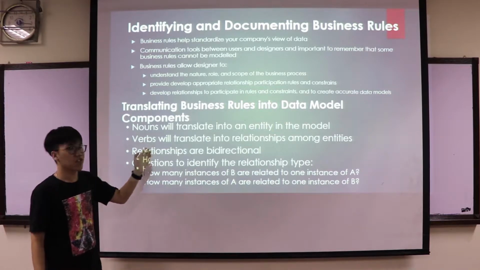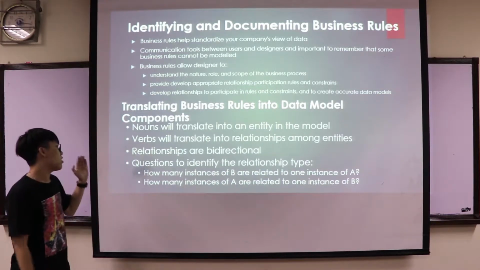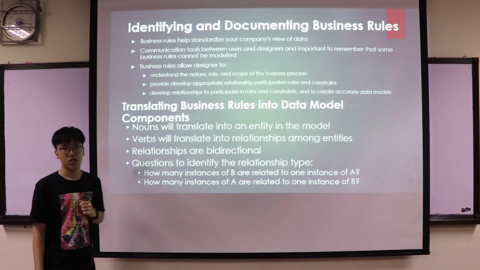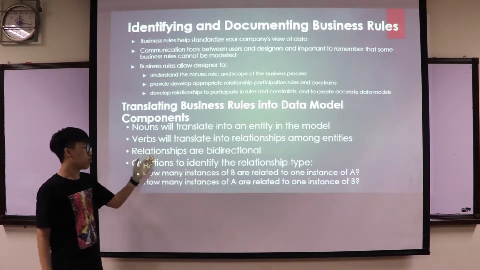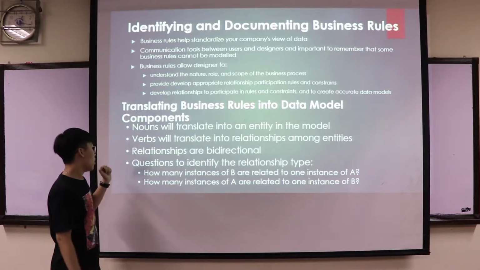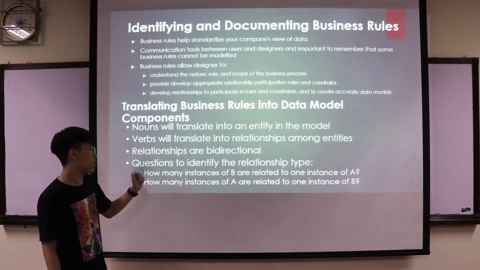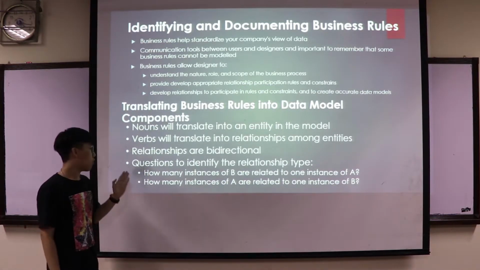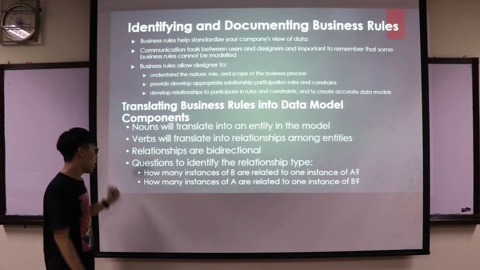Translating business rules into data model components. First is nouns will translate into an entity in the model. Second is verbs will translate into relationships among entities. And the third is relationships are bidirectional. There are some short questions to identify the relationship type.